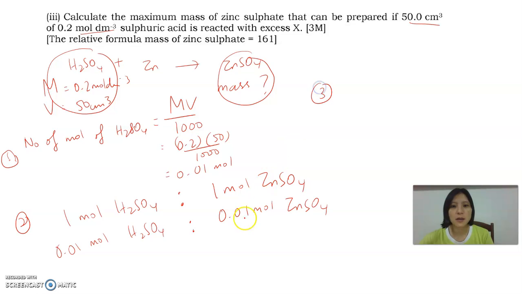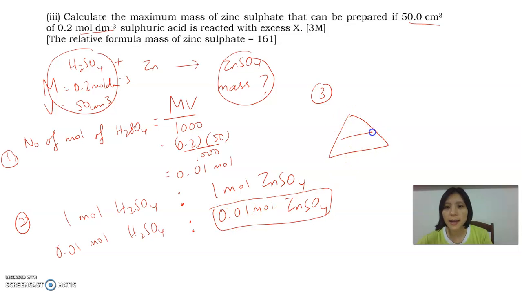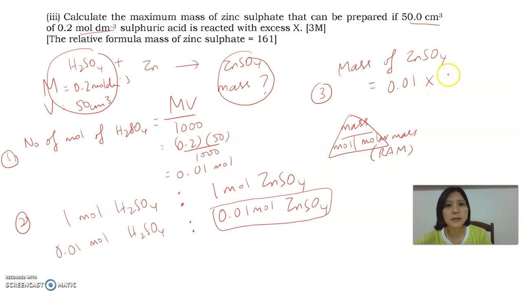And step number 3, now we know that the zinc sulfate that is produced is 0.01 mole, so we can use the triangle. Okay, we want to find mass, so mole times molar mass. Or this one we can take from the RAM. So what is the mass of zinc sulfate? It is number of moles times molar mass, which is given to you, 161. Alright, so the answer is 1.61. Don't forget to write gram.